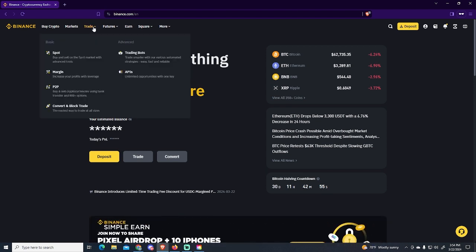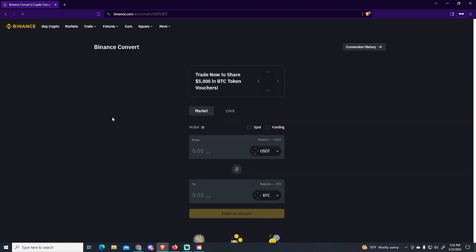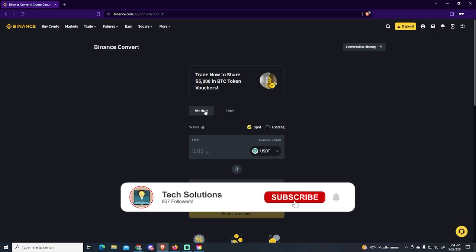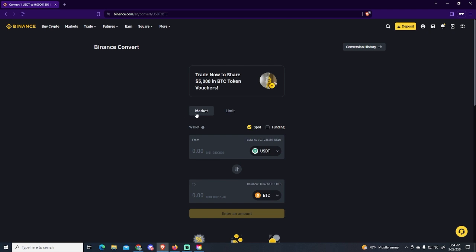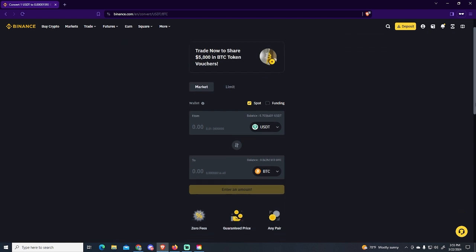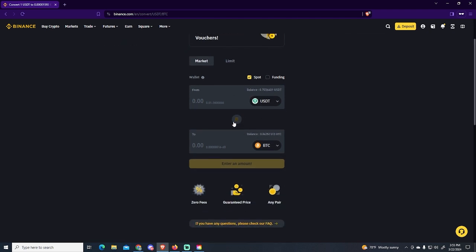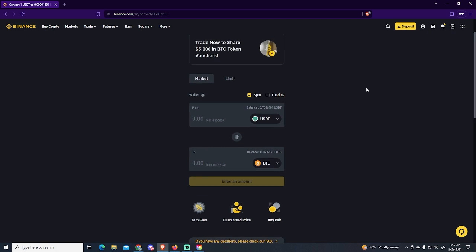First of all, you need to go into trade and then convert. And here you will see you have market or limit. In my case, I recommend market, which means we will be selling the Bitcoin at the current market price. And here you will need to choose spot or funding depending on where you have the money at. In my case, I have the Bitcoin at my spot wallet, so I will leave it like this.